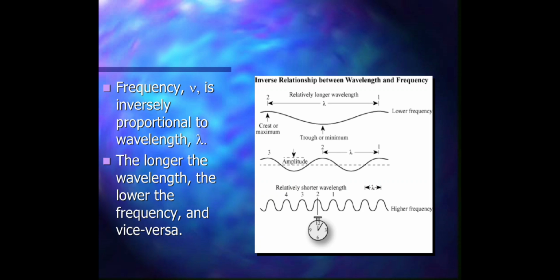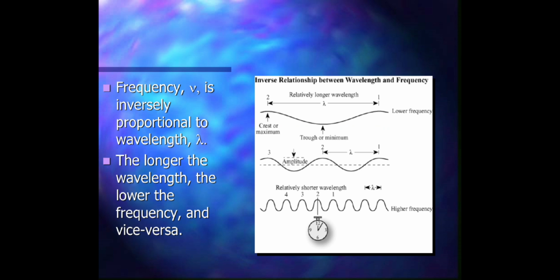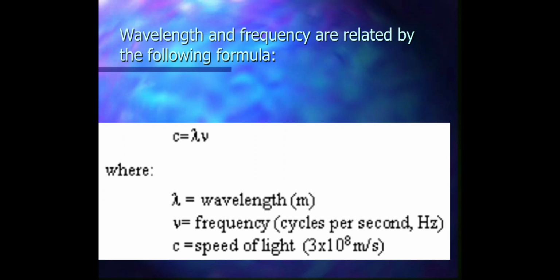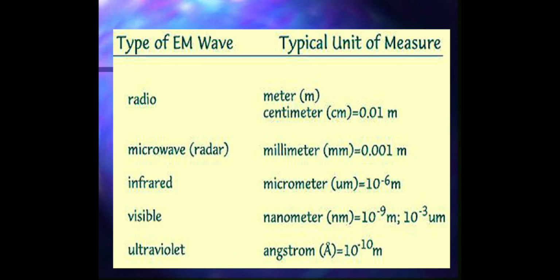So what is ν? Frequency is inversely proportional to lambda. Here we can see that C is proportional to lambda times ν, but we can use ν = C/λ. That means ν is inversely proportional to wavelength: the longer the wavelength, the lower the frequency. If the wavelength is high, then the frequency goes low. If the wavelength is low, then the frequency goes high. So that is one thing.